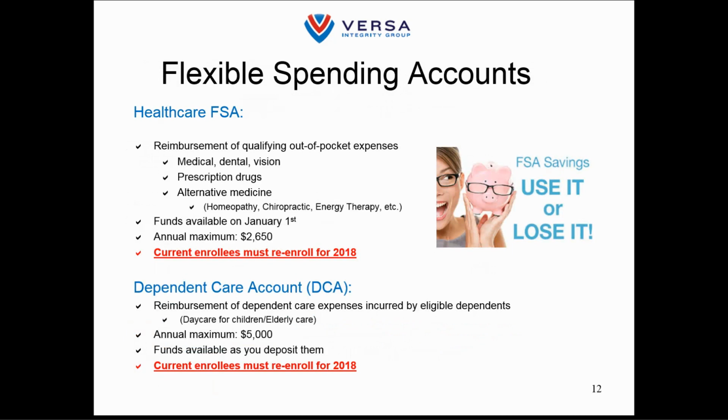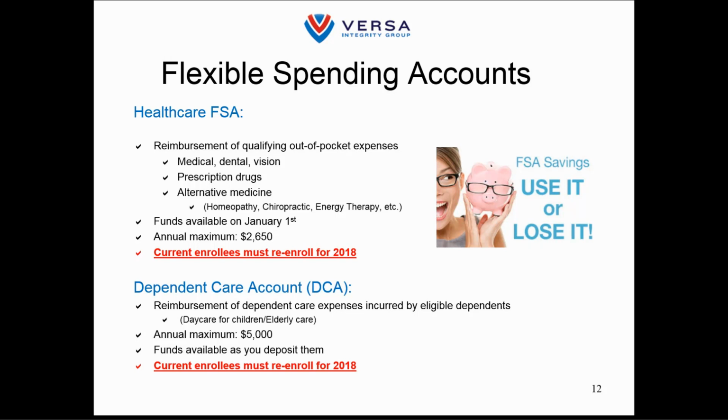Healthcare flexible spending accounts are another great way to put aside tax-free contributions. The IRS has raised the available maximum for FSAs up to $2,650 for qualified expenses. These include medical, dental, and vision expenses, as well as prescription drugs and alternative medicine. These funds are available to you on the first day of 2018. Just remember, you must go into Benefits Connect and re-enroll for the 2018 plan year.